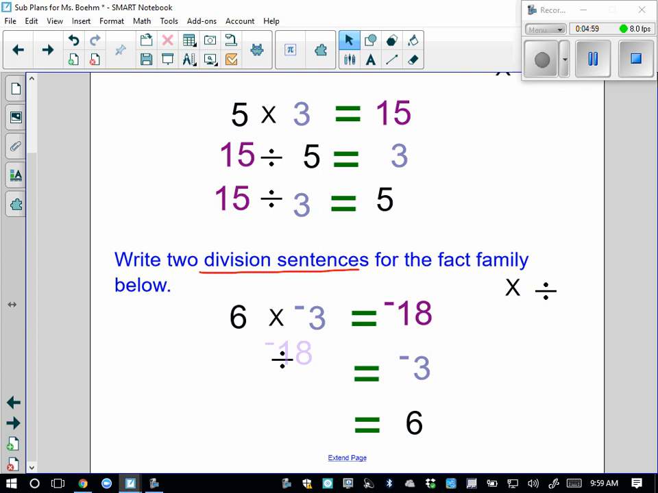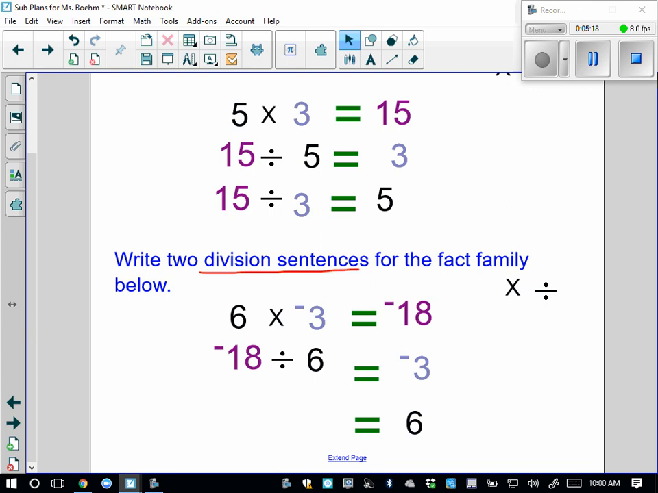I've got to use the other two numbers somehow. That's what I did, I was answering the other one. You were answering the bottom one? I just misheard you. Okay, I apologize for that. So negative 18 divided by 6 would give us the negative 3.